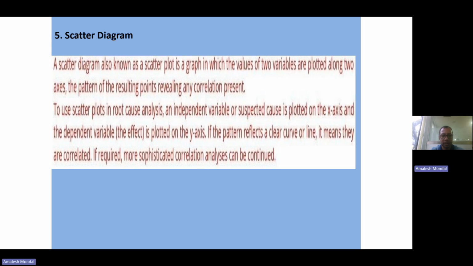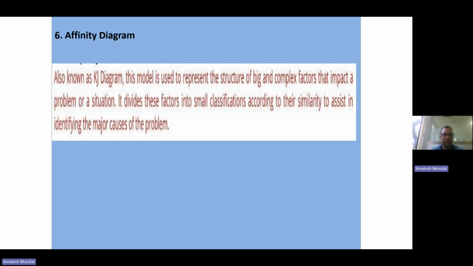Now, number 6, affinity diagram, also known as KJ diagram. This model is used to represent the structure of big and complex factors that impact a problem or a situation. It divides these factors into small classifications according to their similarity to assist in identifying a major cause of the problem. This is called the affinity diagram.